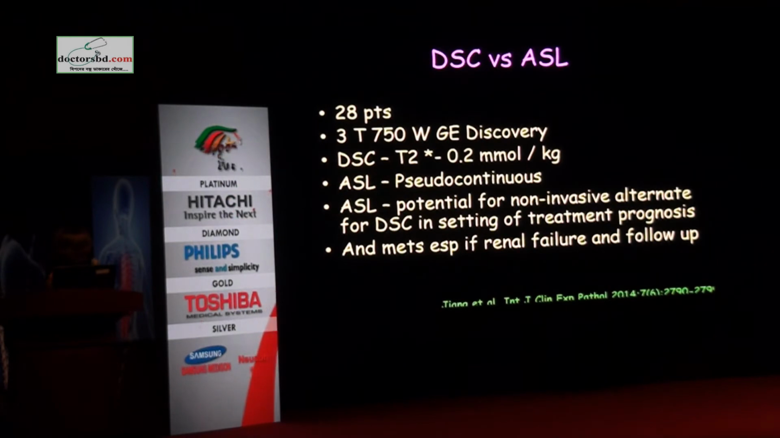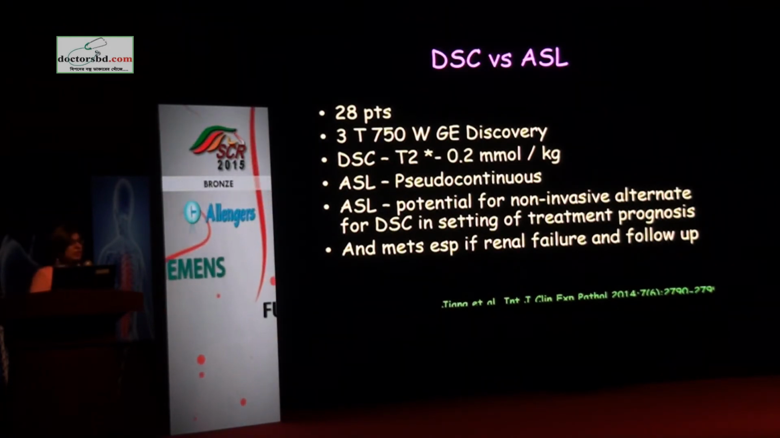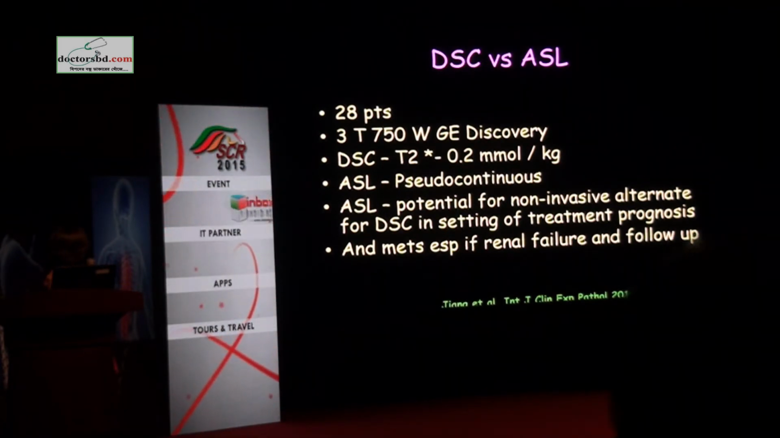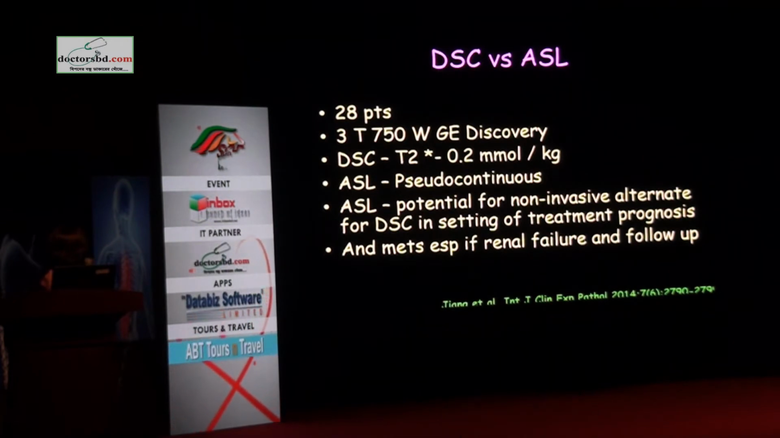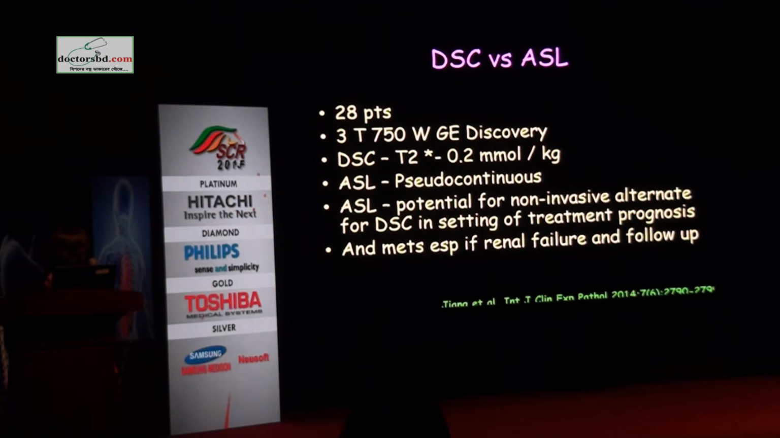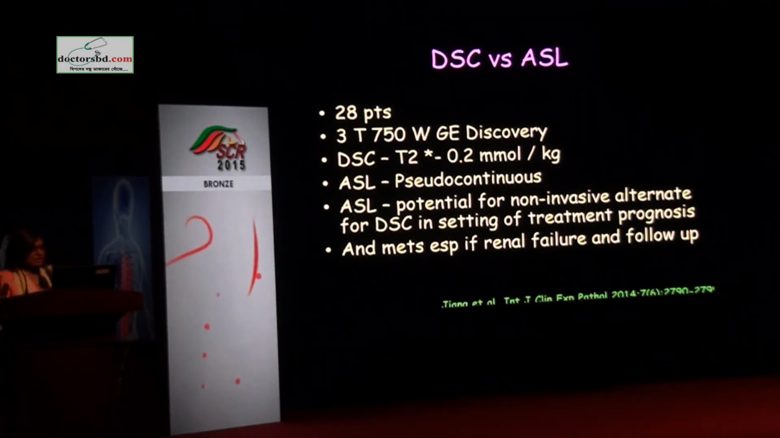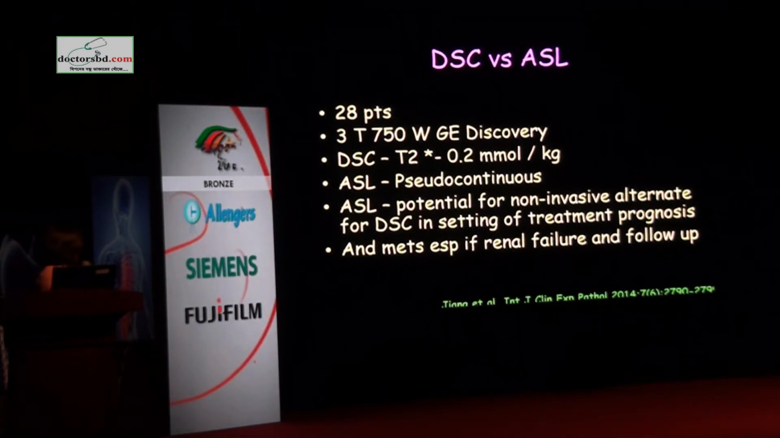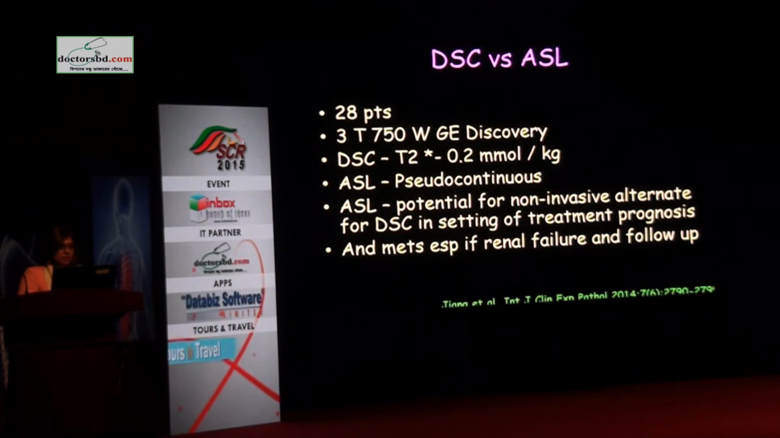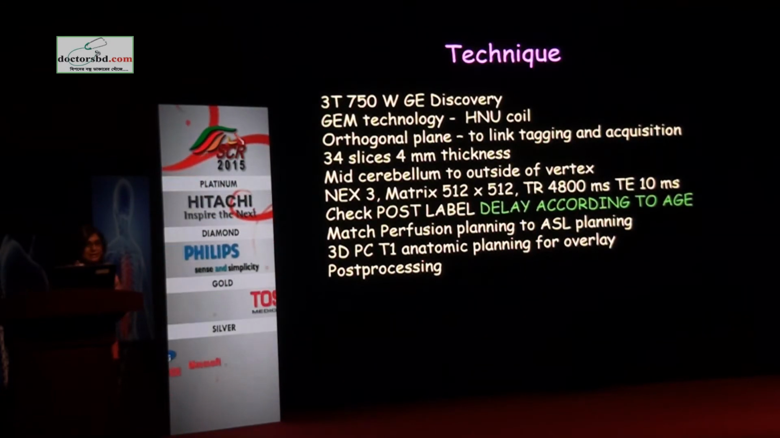This is another study done in 2014, and what we have done matches this study. It's the same magnet, 750WG Discovery. DSC was done in all the patients, ASL was done using pseudo-continuous, and they confirmed the potential for a non-invasive alternative to DSC, especially in the setting of treatment prognosis, and especially if there is renal failure and you do not want to give these patients contrast. Let me take you through how the technique is actually done.